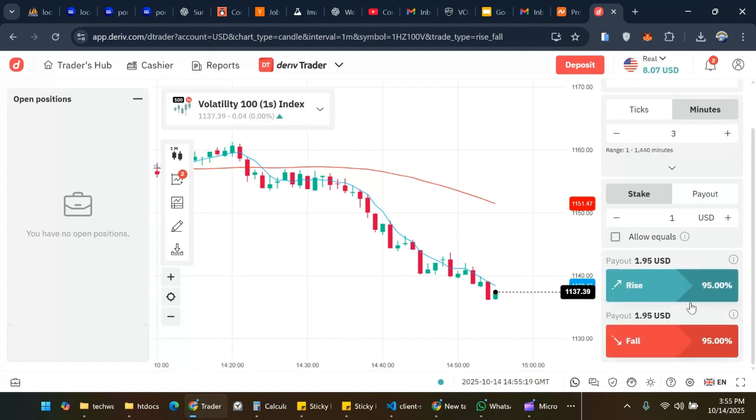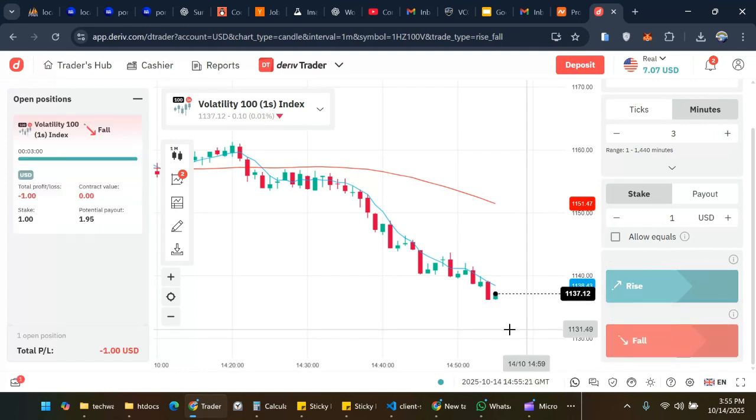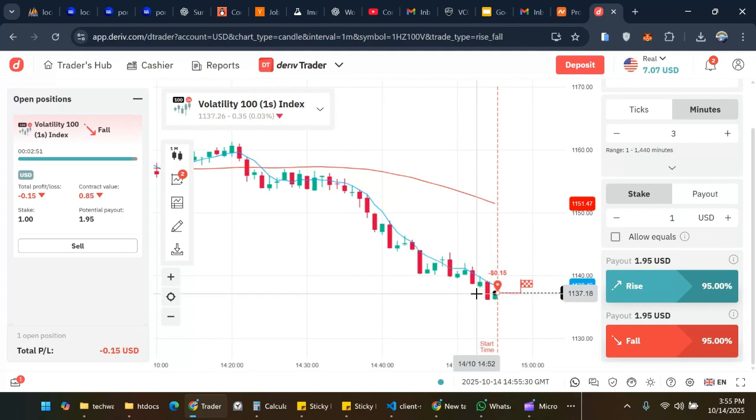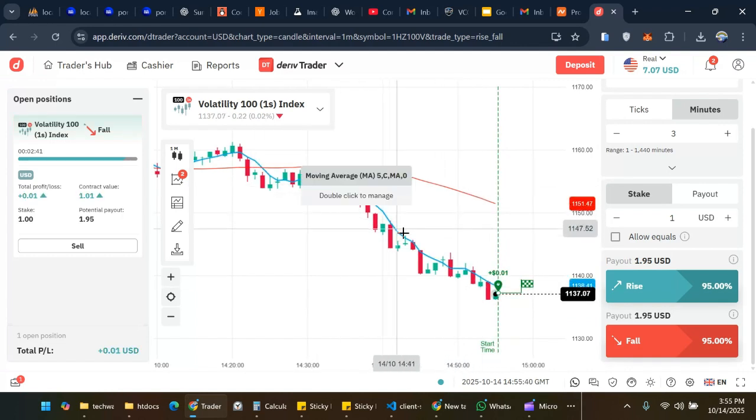Let me pick 3 minutes. I get it now. But if you're going to do it, it's just 1 minute. I get it now. But because I didn't enter at this candle here, I didn't sell at this candle. I would have sold here, but I didn't sell. Understand? So that's it.